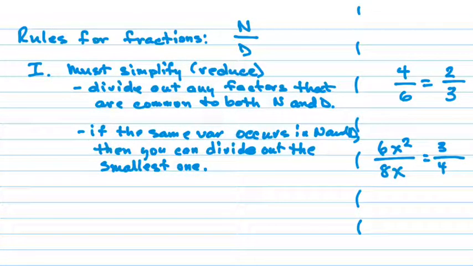So look in this case. I have an x in the top. Do I have an x in the bottom? Yes. In the top, it's an x squared, right? In the bottom, it's just a plain old x. So which one of those is the smaller one? The plain old x, right? That means I can divide both of them by an x. Do you see the logic there?